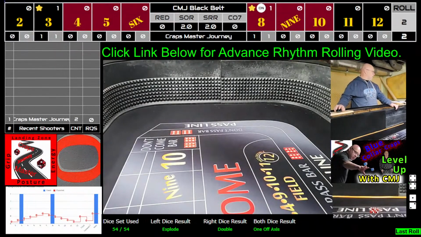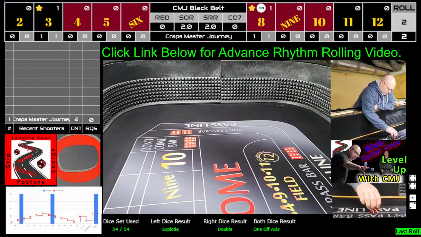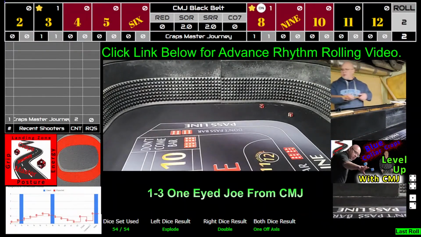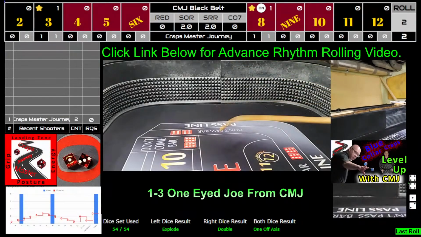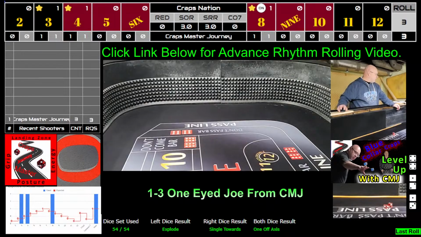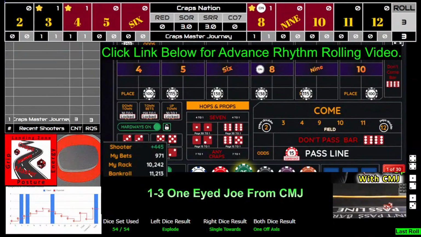Okay, here we go. All bets set and dice out. A little short on that one, but we got a 134 one-eyed Joe from Craftsmaster Journey. So the DC is going to travel to the 4. 5454, 134. Results has a left eye off axis, single pitch on the right hand side. And that's $195 brought back to the rack for the 4.